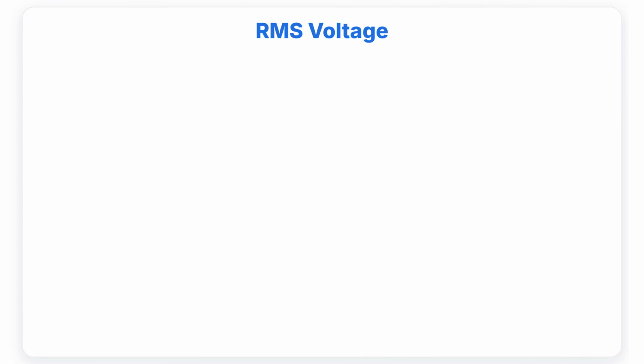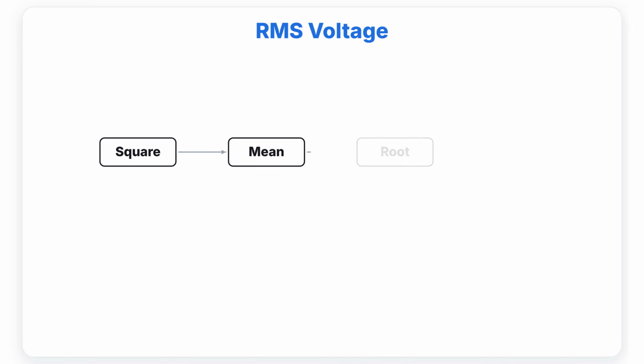So here is the trick. Square the voltage, then average it. Then take the square root, back to volts. Square, mean, root. That is the RMS value.